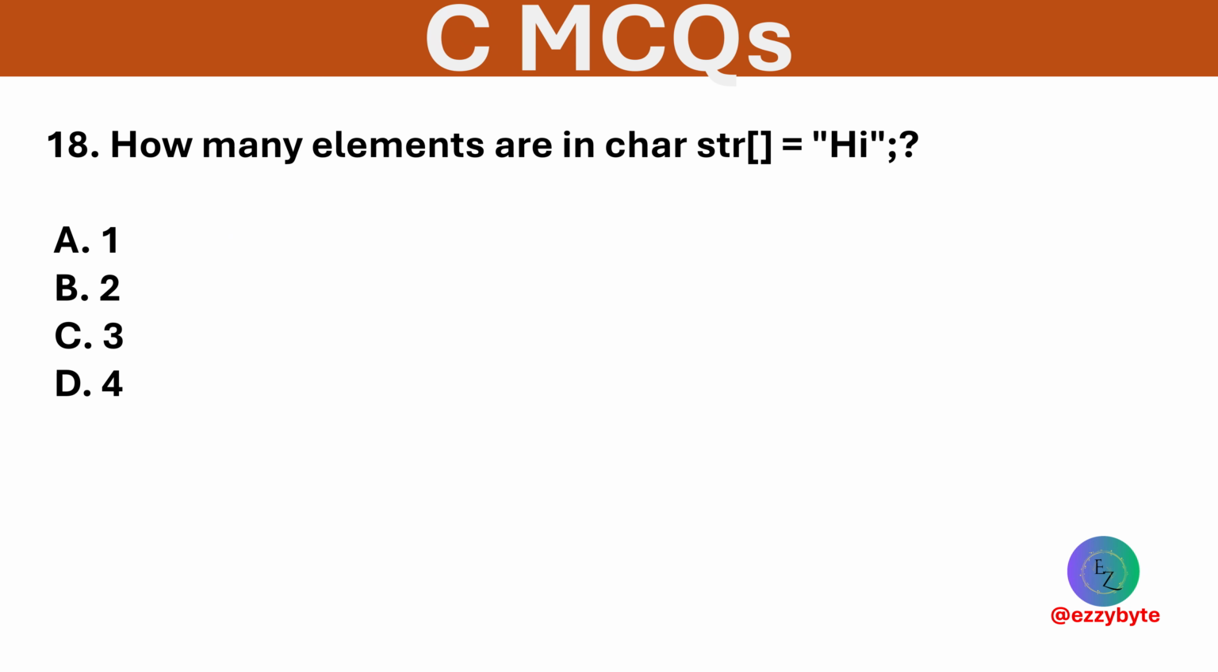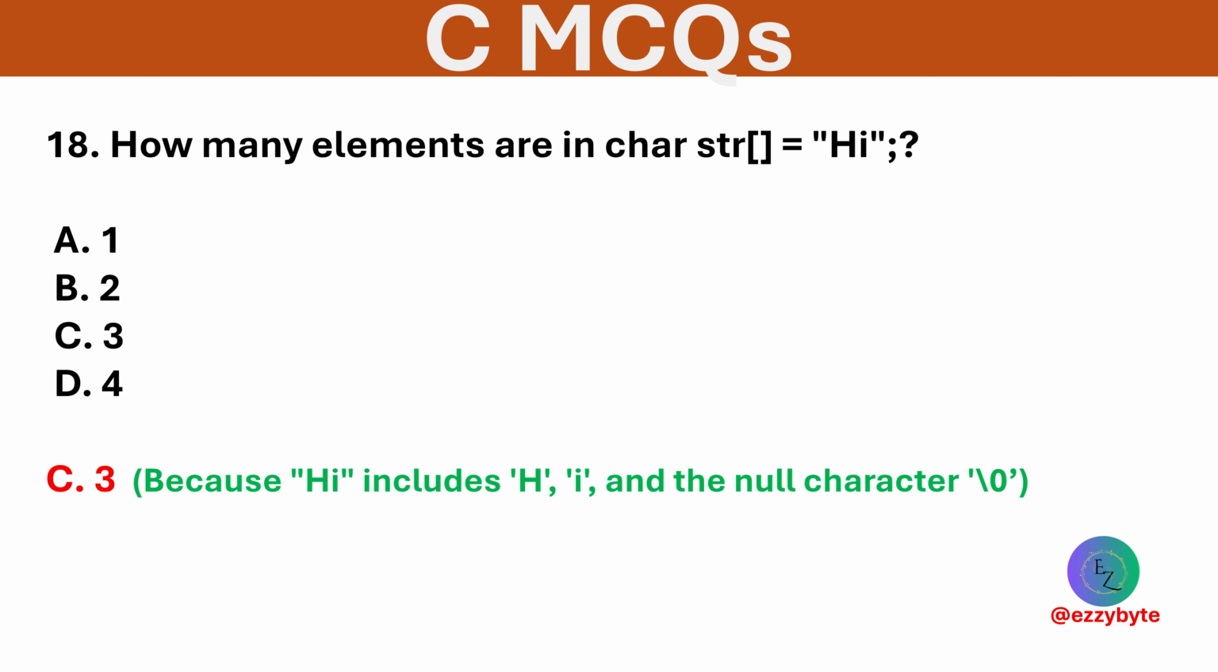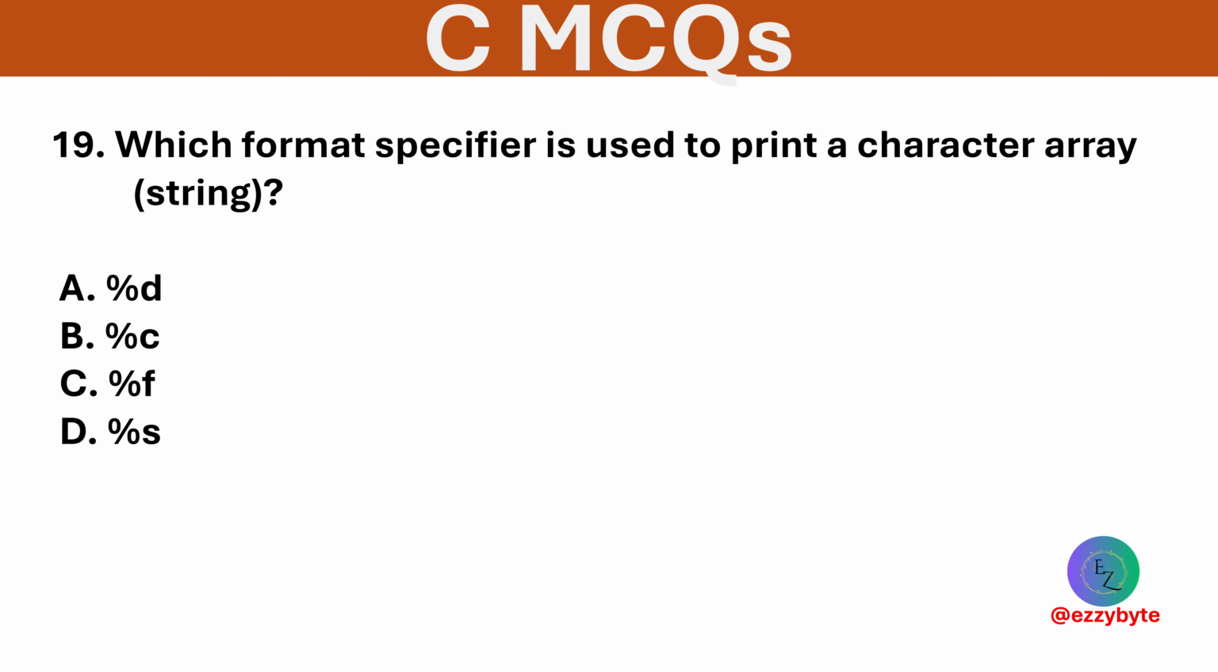How many elements are in the following? Options are 1, 2, 3, and 4. Option C is correct. Which format specifier is used to print a character array? Options are %d, %c, %f, and %s. Option D is correct. %s is used to print strings.